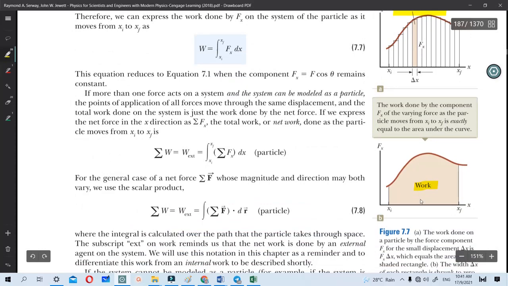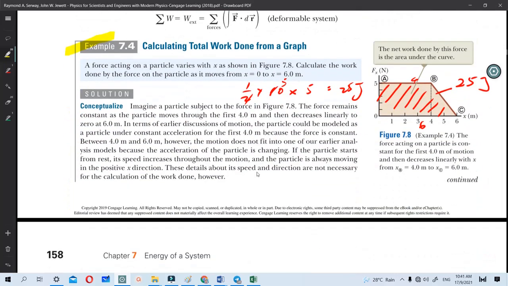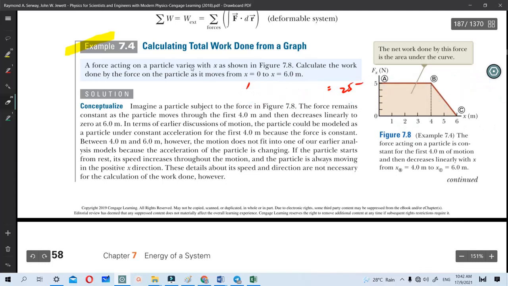So that's one, the shaded area. And this is an example of how we can do it. You are given a situation where the particle travels from 0 until 6 meters, and you calculate the total work done by the force on the particle. So the total work should be equivalent to the whole area shaded here. And in that case, 5 times 4. Consider the direction as well.